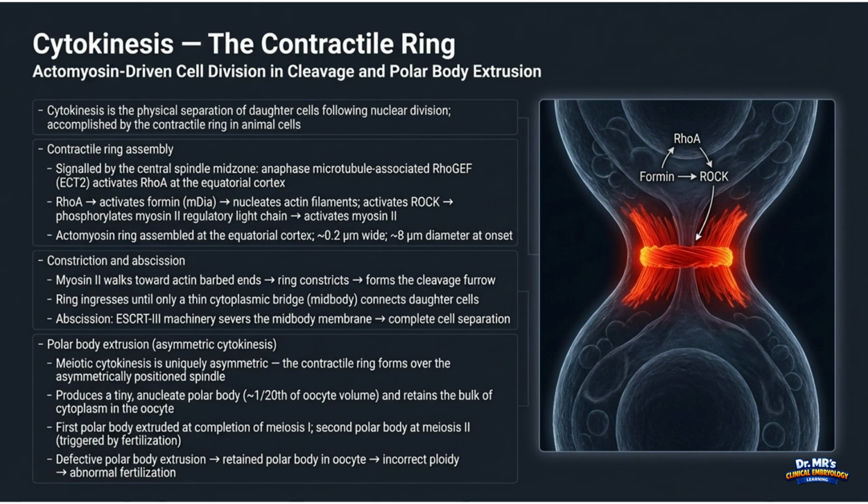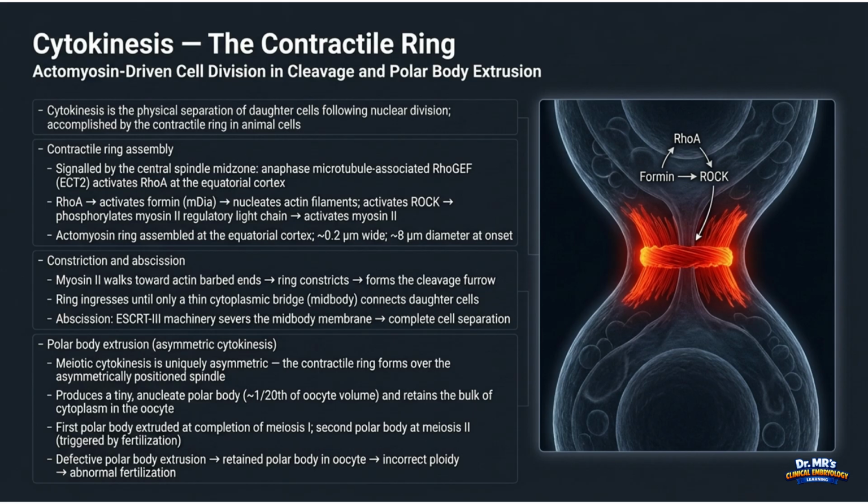Enter cytokinesis, and the contractile ring. This is such a stunning display of localized mechanical force. The chromosomes have been segregated to opposite poles by the microtubules. Now, the cell needs to know exactly where the equator is so it can pinch precisely in the middle and ensure both sets of DNA end up in separate cells. It uses the remnants of the microtubule spindle to find the center.